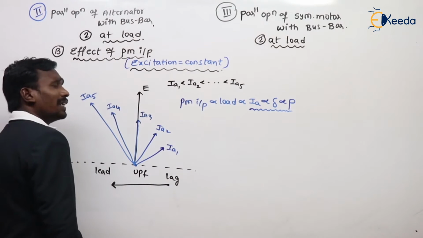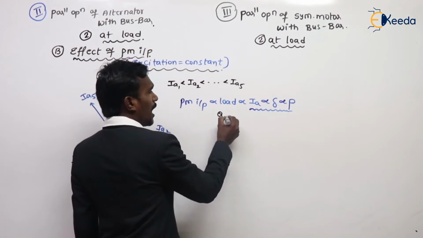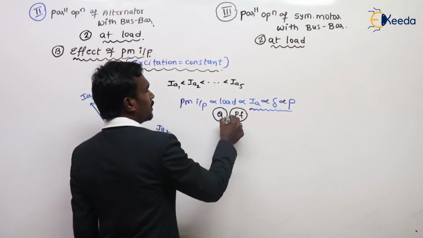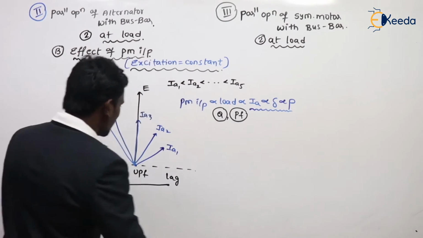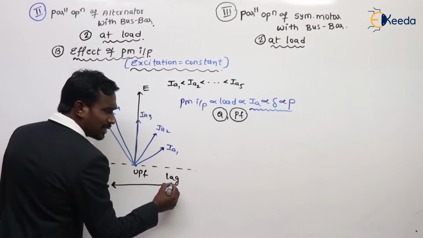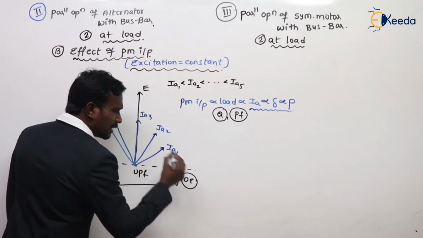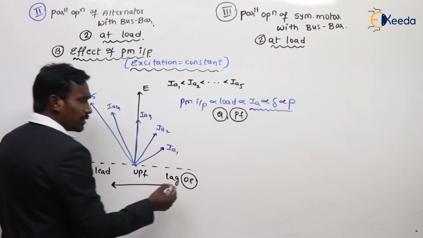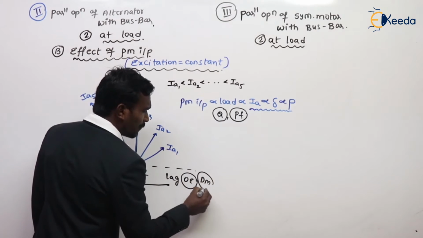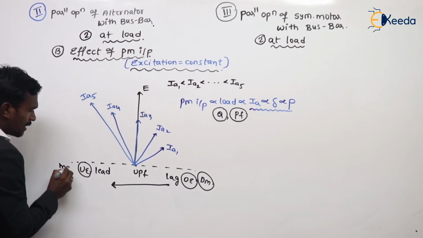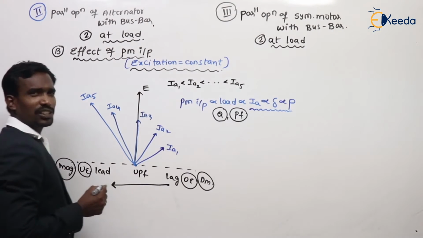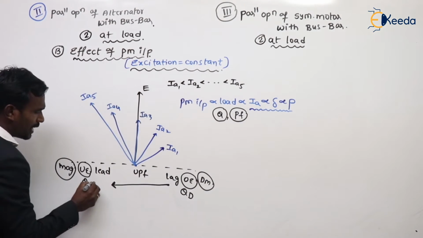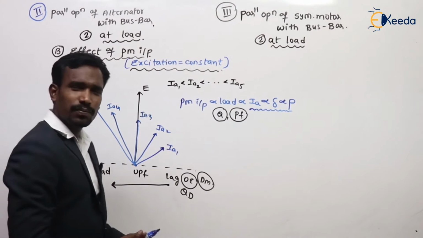Next, what happened to reactive power and what happened to power factor? These two are very important in this concept. Generally, lagging means overexcited, leading means underexcited. This is the demagnetization effect of armature reaction, and this is the magnetization effect of armature reaction. Here the reactive power is delivered, but here the reactive power is absorbed.